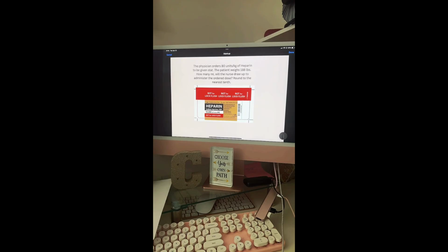The patient weighs 188 pounds. How many milliliters will the nurse draw up to administer the ordered dose? And we're going to round to the nearest tenth, okay?